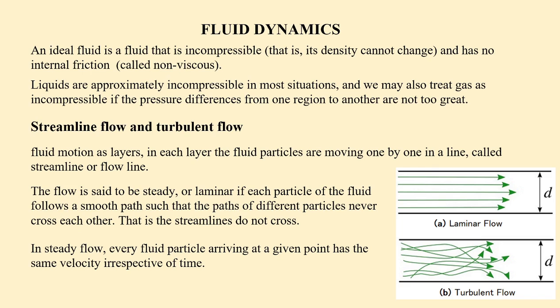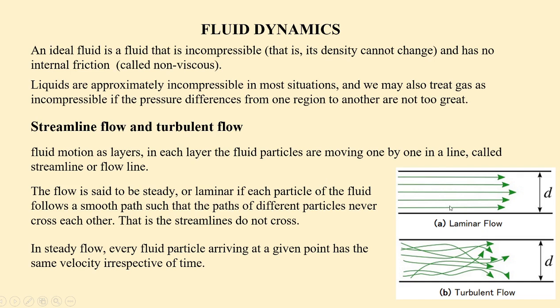Okay. Now when a fluid flows, we consider the fluid motion as layers. That means in each layer, the fluid particles are moving one by one in a line. So according to the nature of the motion of layers of a fluid, we divide the fluid motion into two types. One is the streamline flow and another is the turbulent flow.